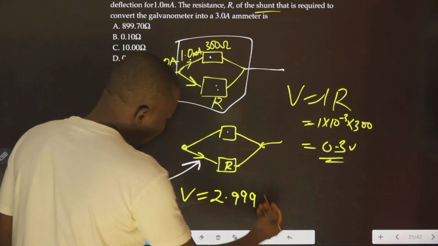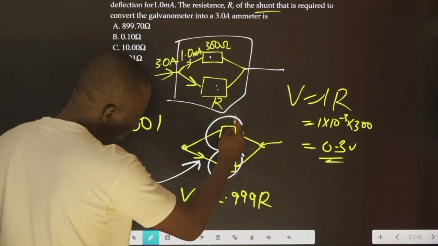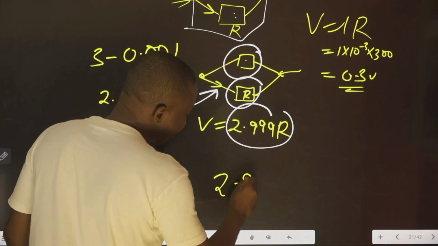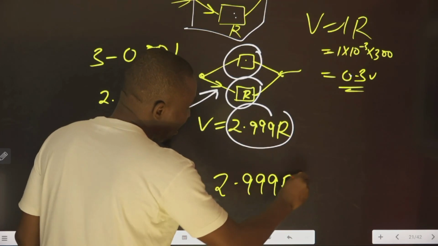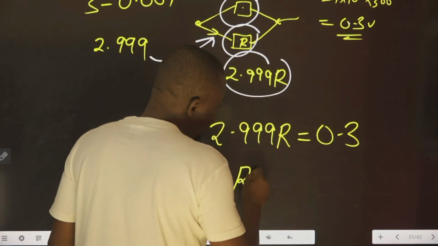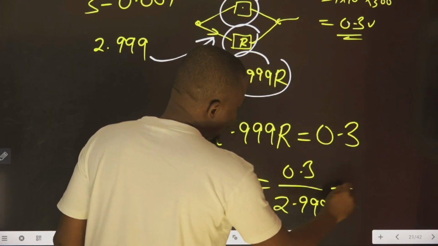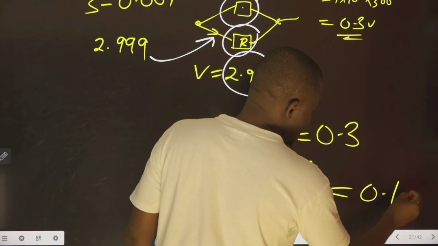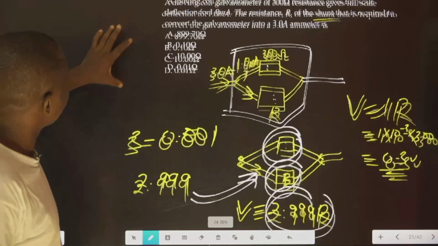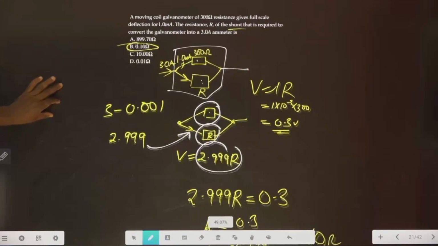0.999 multiplied by R, okay? So it means the voltage of this is equal to this, as we have said. Therefore, you can do 2.999 R equals 0.3, to get R as 0.3 over 2.999. If we calculate this, 0.10 in ohms. That is B, the answer, okay? B is our answer. Hope you understand this.